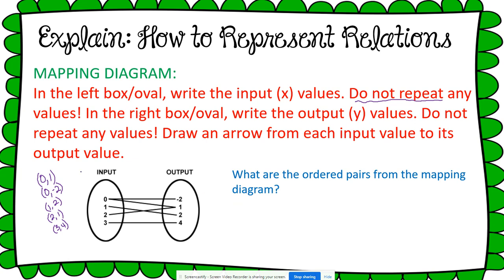So I just showed you how to find the ordered pairs from that mapping diagram. And if we were writing these in a list to show that this was a relation, again, we would put them in brackets with parentheses separating each ordered pair.